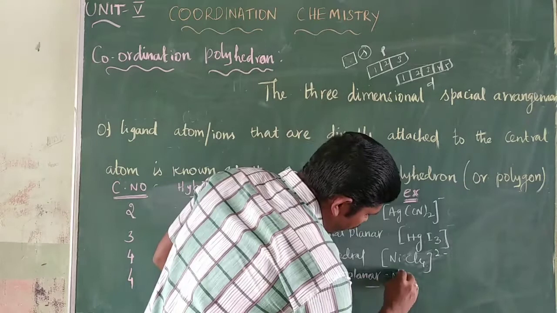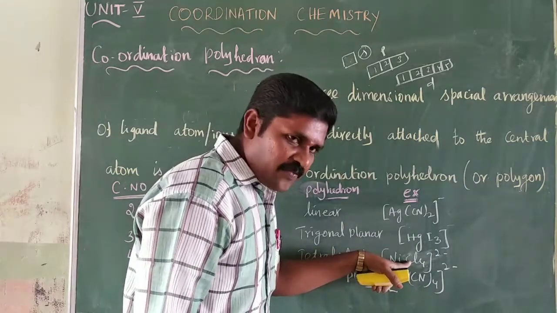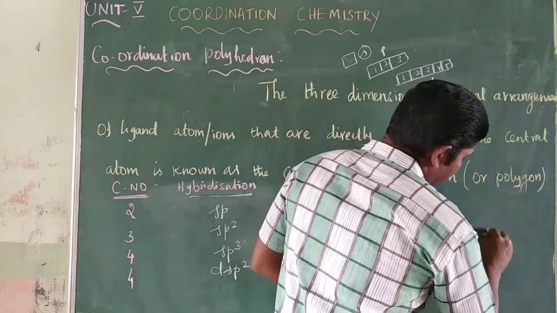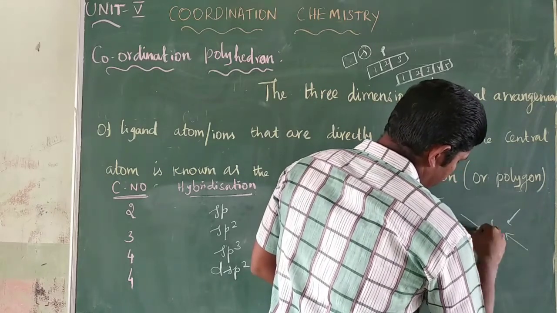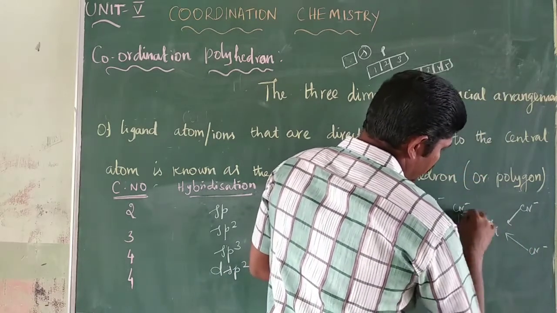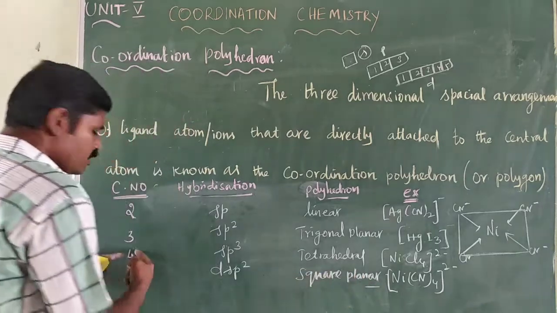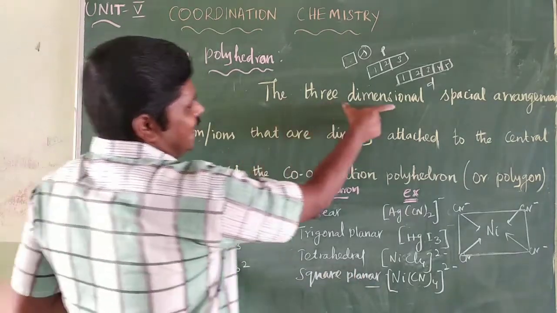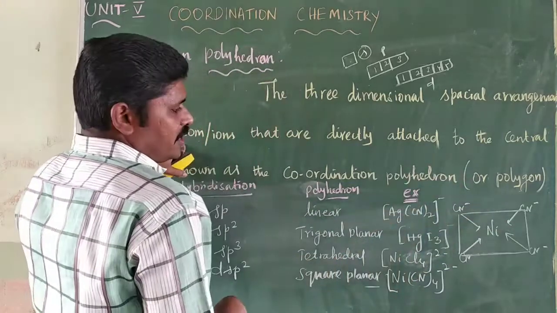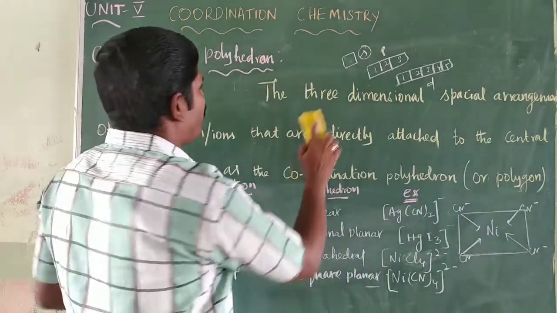Example of the strong field ligand: Ni(CN)4 2-. Chlorido is a weak field ligand. Cyanido is a strong field ligand. So the structure with the strong field ligand, nickel with four CN minus, is square planar. So sp3 is tetrahedral, but dsp2 is square planar, for coordination number 4. The three dimensional spatial arrangement of ligand atoms or ions directly attached to the central atom is known as the coordination polyhedron.